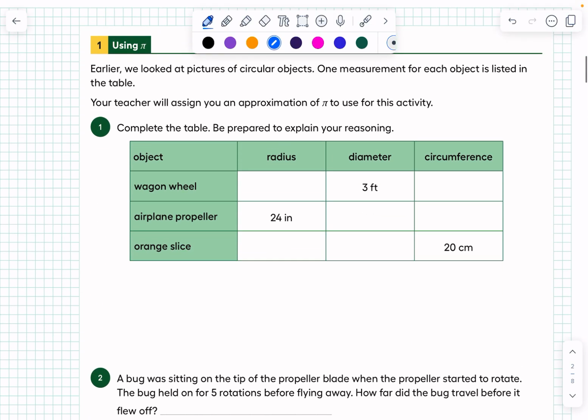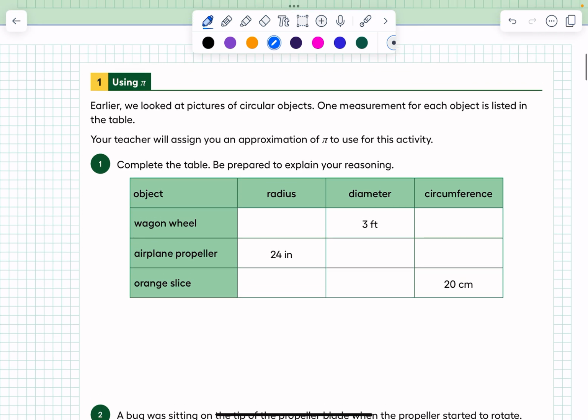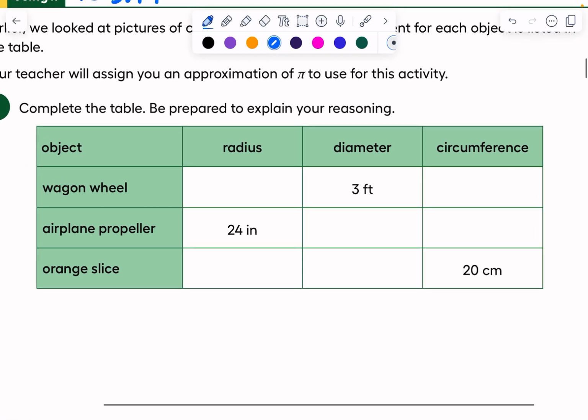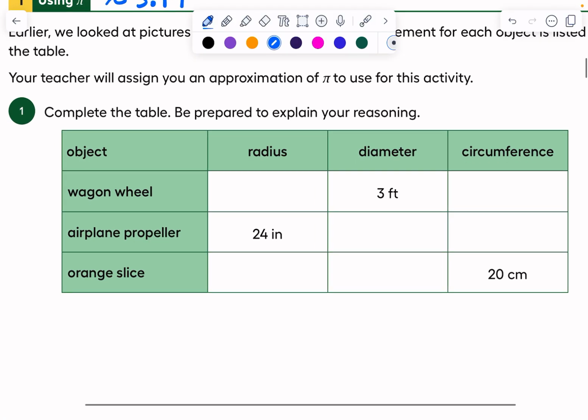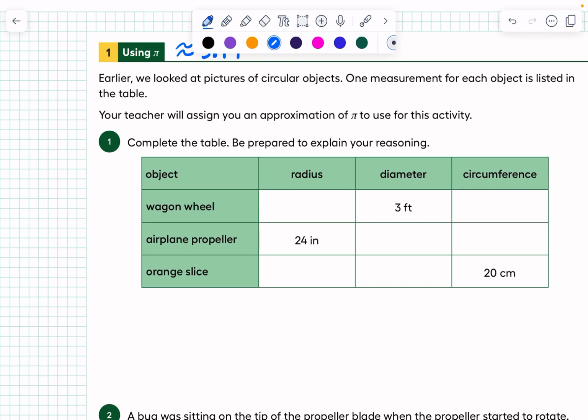Okay, the next activity, it says using pi. Remember that whenever we use pi, we're going to use approximately 3.14. So it says we need to complete the table, and be prepared to explain your reasoning. Okay, so ladies and gentlemen, if we have the wagon wheel at 3 feet, then what's the radius?